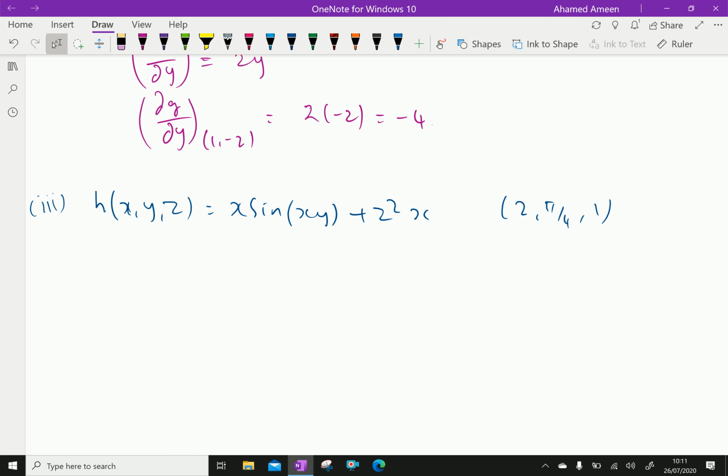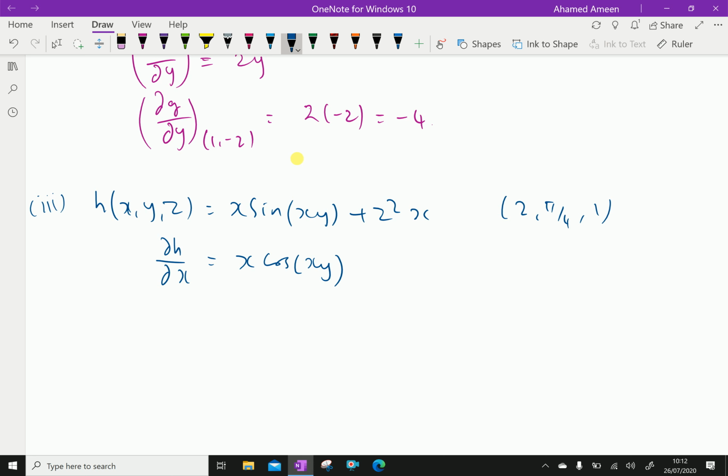So the function has three variables, x, y, z. First we have to find dou h by dou x. Here x is the variable, other things are constant. For x sine xy, we use the product rule, u v: first u, times the derivative of sine xy, which is cos of xy.